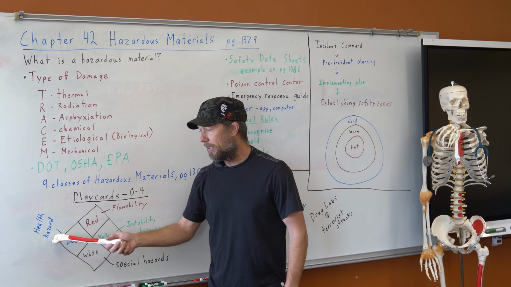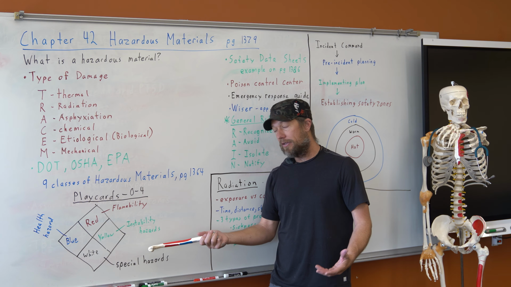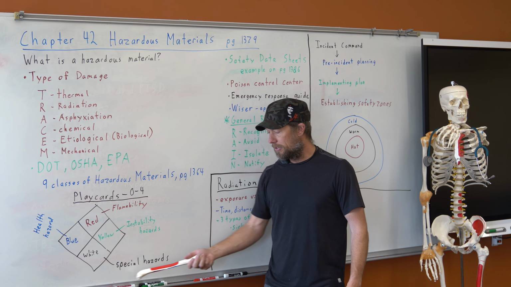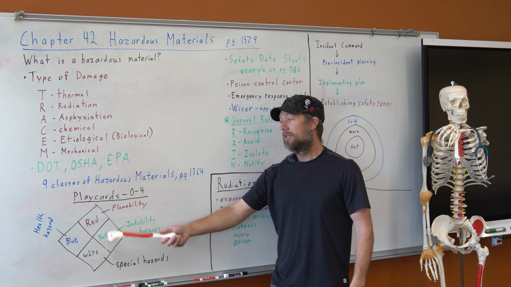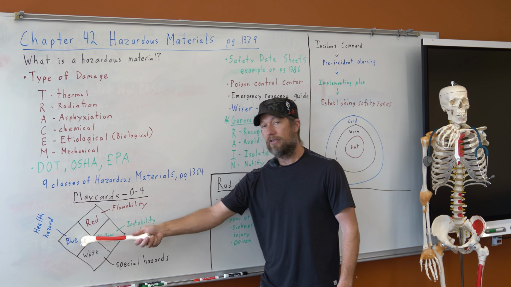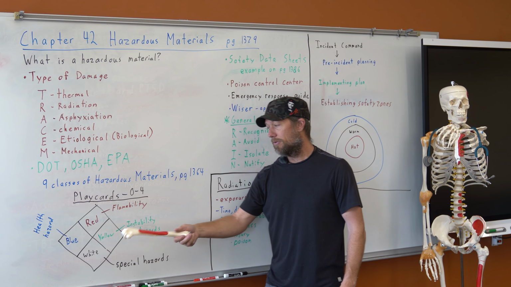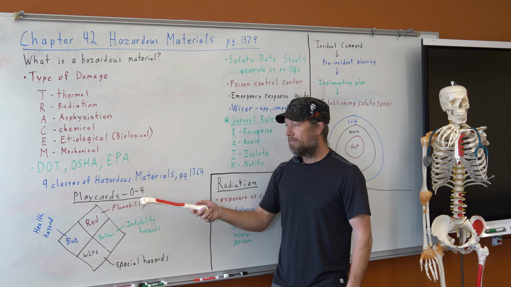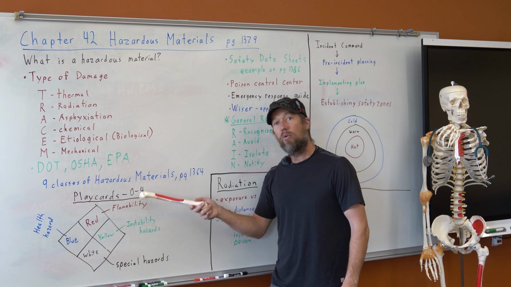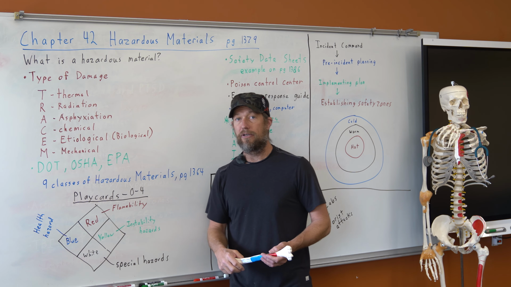The blue is for health hazards. The yellow is going to be for its instability or stability. And then the white is going to be special hazards. You all do need to know this for your test. So know these 4 different squares. Know what red stands for, know what blue stands for, know what yellow stands for, know what white stands for. You don't have to know exactly what 0 is, or what 1 is, or what 2 is, but have an idea of these colors and what they stand for.